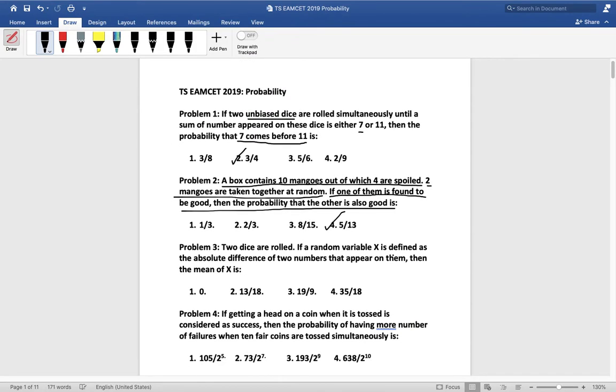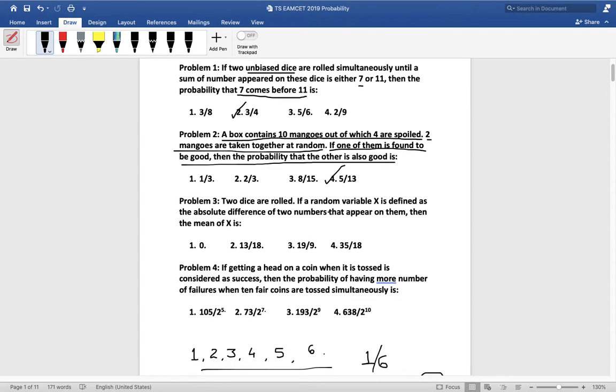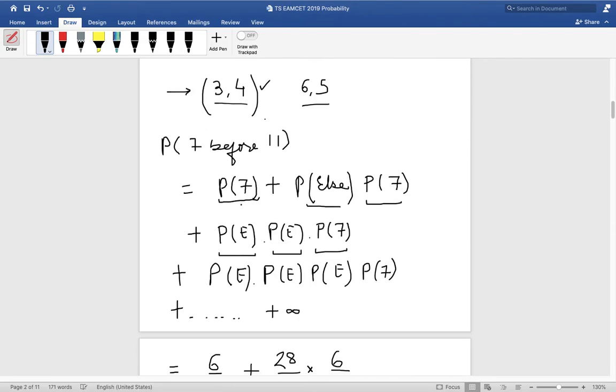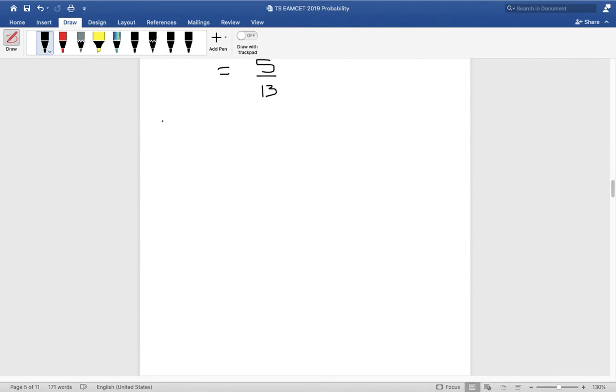This one. Now the third problem. 2 dice are rolled. We have already seen 2 dice rolled in the first problem, so we know what might be the output. Now the problem says if a random variable x is defined as the absolute difference of the two numbers that appear on them, then the mean of x is this. Absolute difference. Let us make the table of the output on the 2 dice.